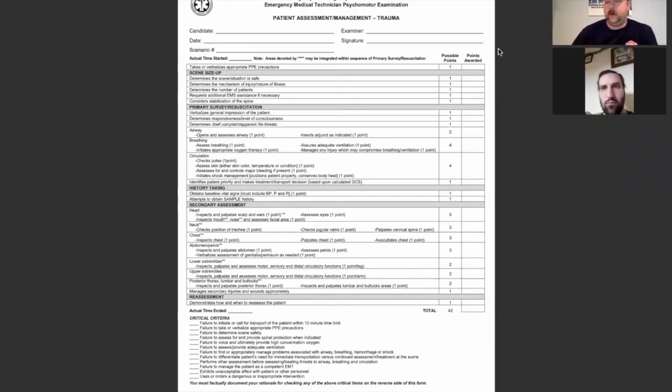Okay, in this scenario, we're going to cover the trauma skill sheet, and I'll give you a scenario of a 30-year-old male that has fallen from the 2nd story of a roof. So much like the medical skill sheet, we're going to verbalize appropriate PPE precautions with the gloves, eye protection, possibly a gown, and an N95 mask. We're going to determine the scene is safe.